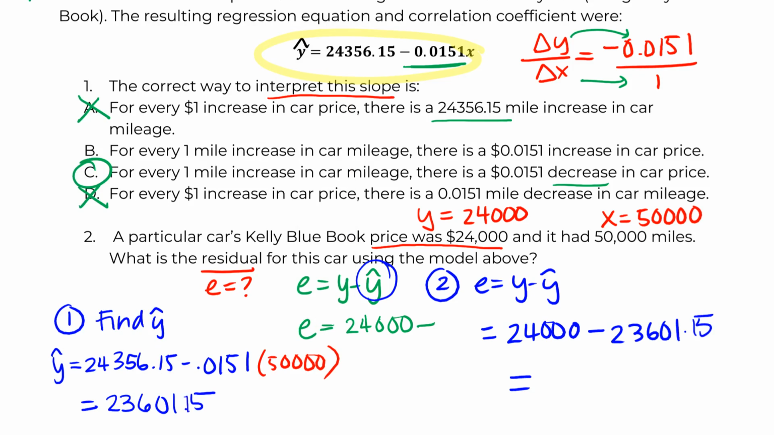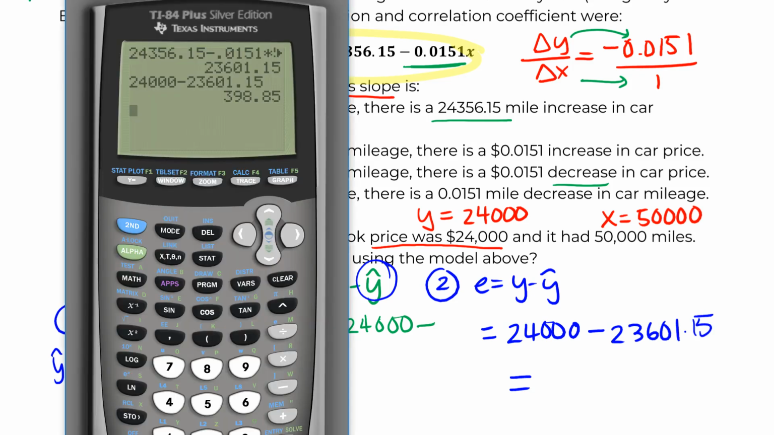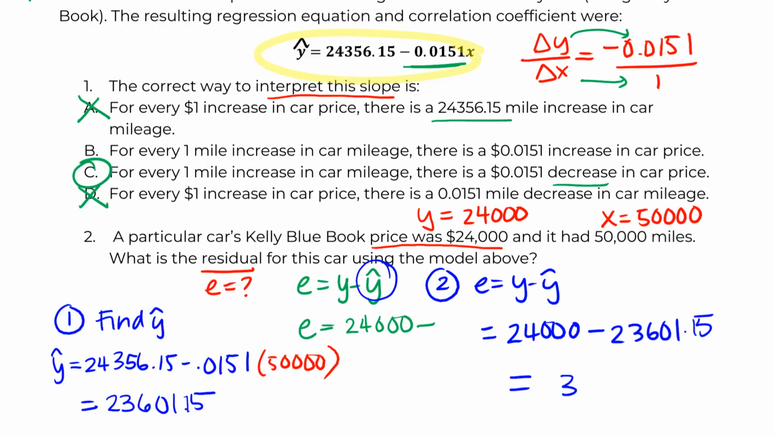That was a 0.15, huh? How I didn't write that down. What was this? 398.85. And remember, since we are calculating something and it's not correlation, there should be units on this. Our y was all about price, so this is dollars. We were off almost $400 in terms of our prediction.